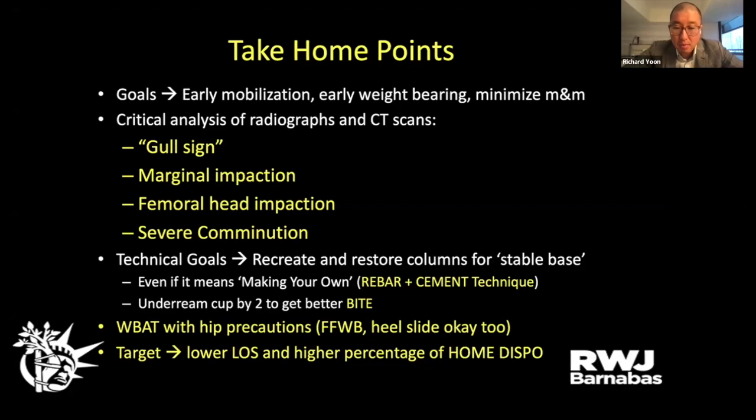Weight bearing is tolerated with hip precautions. And like I said, foot flat weight bearing with the heel slide is okay too to maintain that balance. And your target really is to get that length of stay lower.